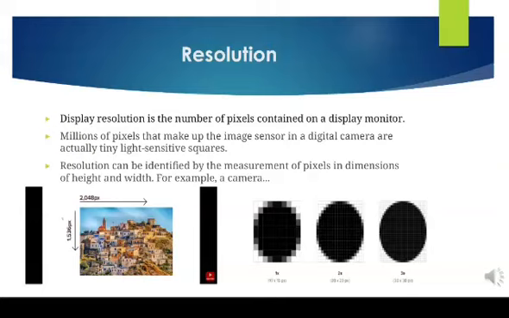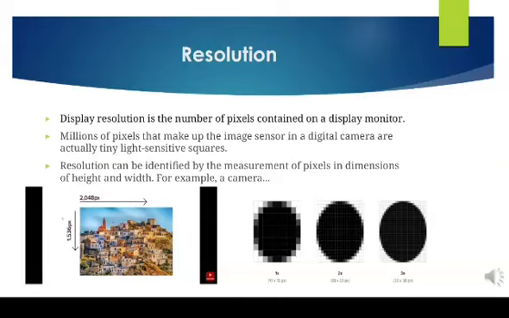The next is resolution. Display resolution is the number of pixels contained on a display monitor. In simple words, resolution is the total number of pixels. Pixel resolution can be defined with a set of two numbers. The first number is the width of the picture, or the pixels across columns, and the second number is the height of the picture, or the pixels across its height.